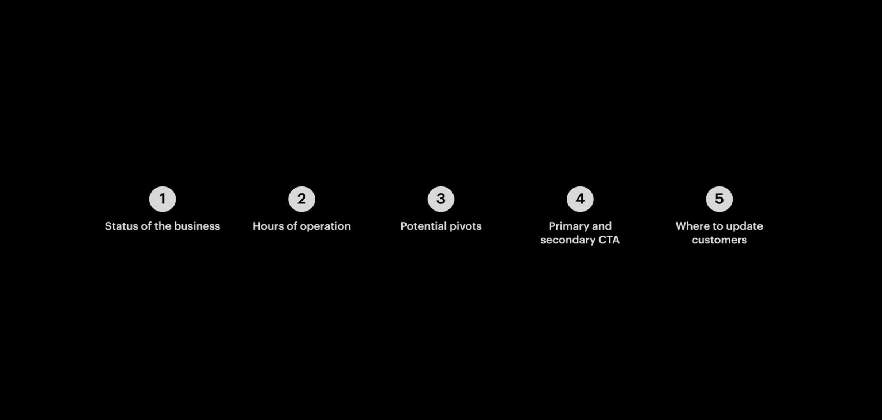But that's it. We covered a model here for updating your customers, communicating the status of the business, your hours of operation, any potential pivots in your business model, whether they're short-term or long-term. We covered primary and secondary calls to action, and we talked about some of the different ways to communicate these things to others. There's plenty more coming, but for now, that's starting a communication strategy for your business's customers.